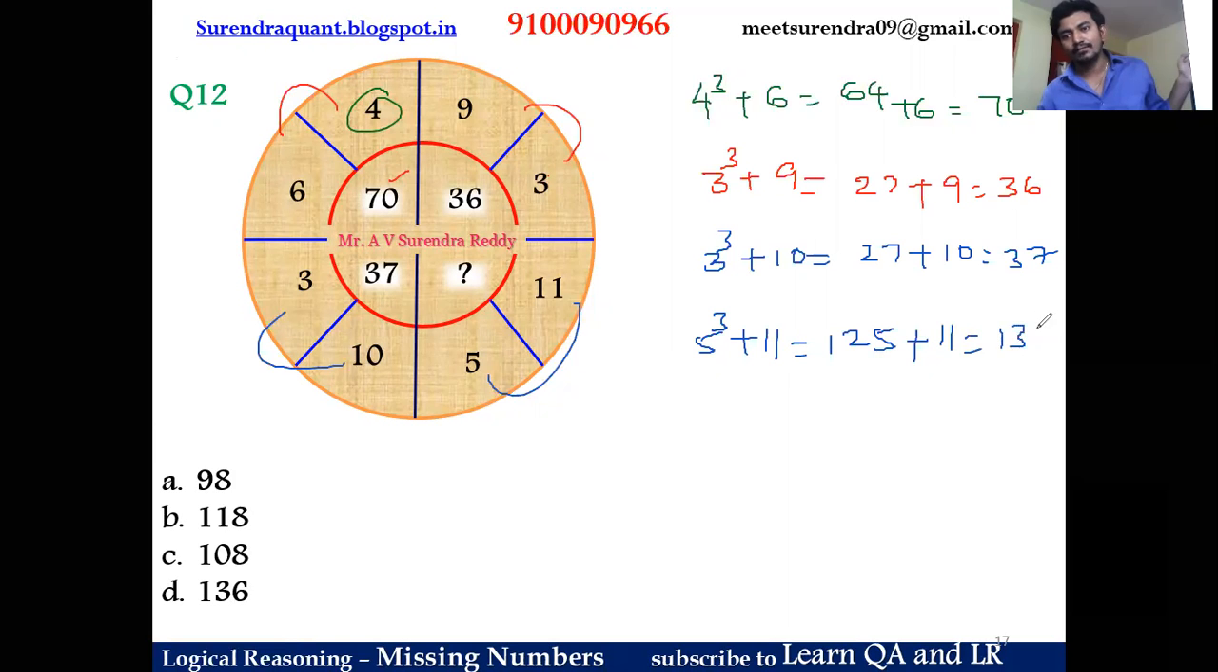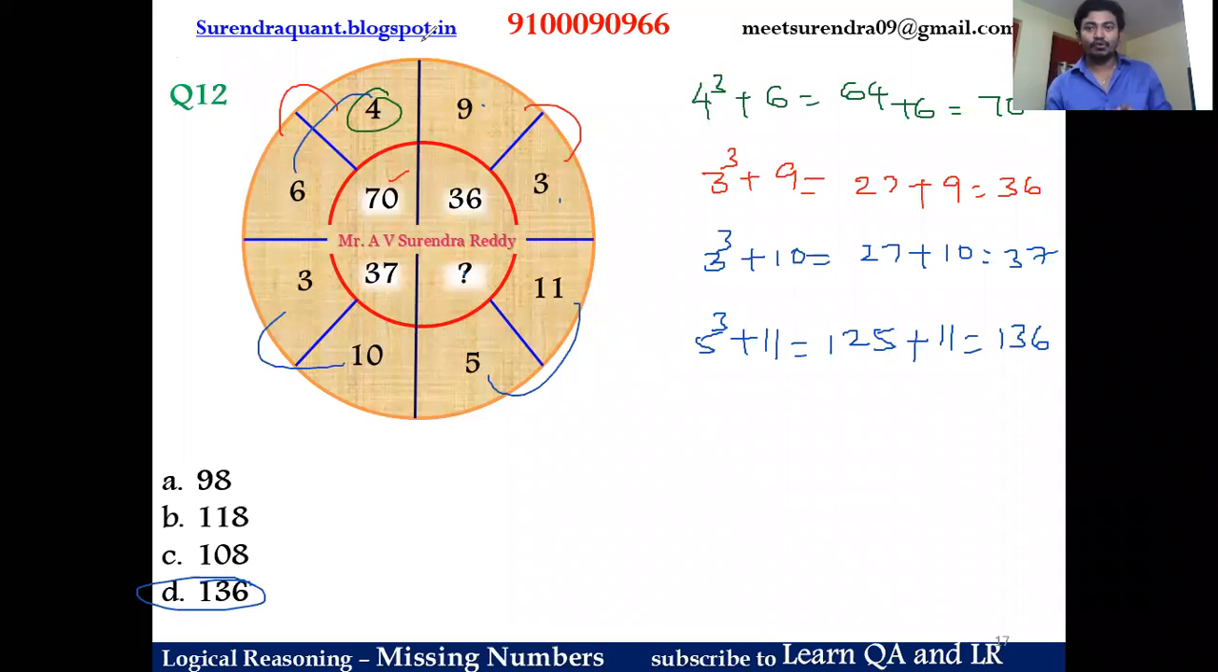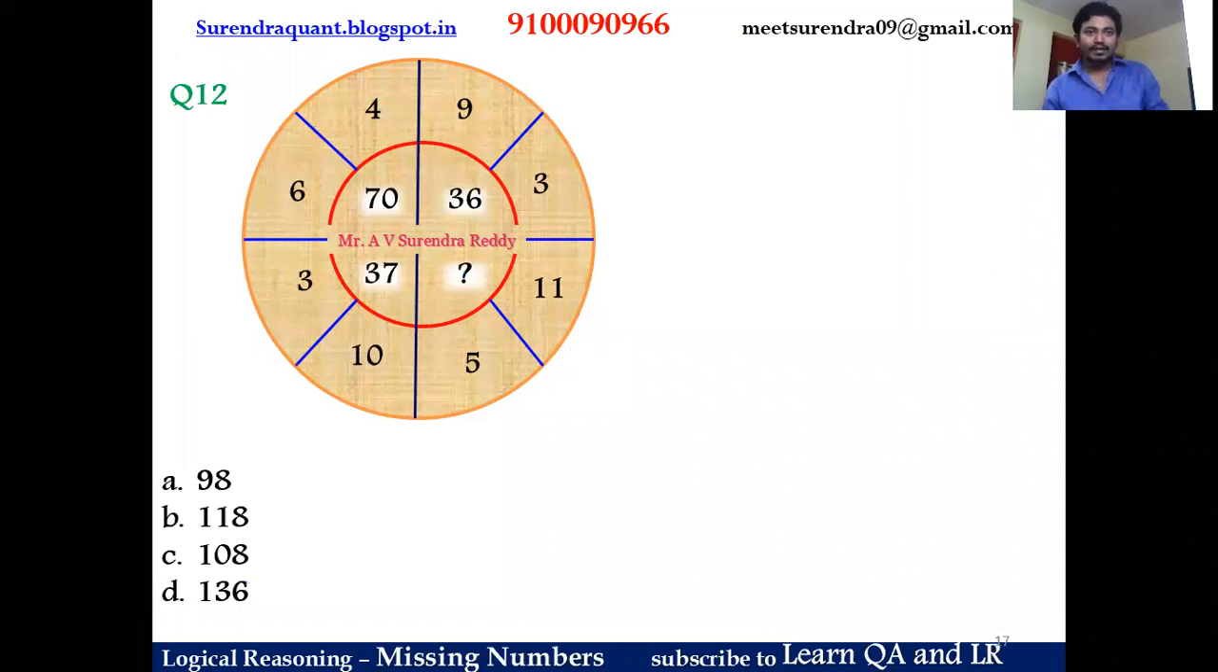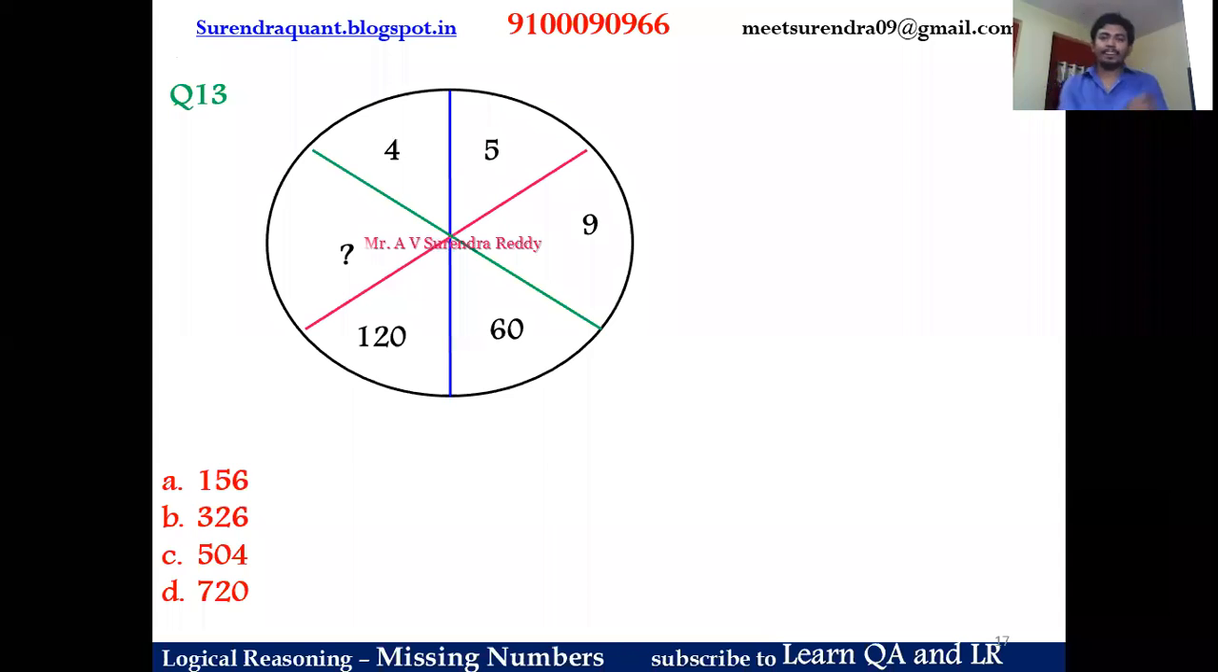125 plus 11 is 136, and that is option B. Sometimes if this doesn't satisfy, then we need to think of the opposite segment as well. I mean 6 and 4 with this combination, 9 and 3 with this combination. Those questions will come in future videos as well. Nothing to worry, we'll make sure that all questions are covered. Let's go for the 13th question now.